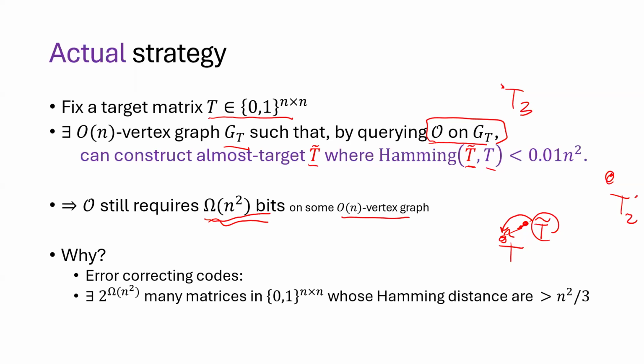So that's what we want to do. Now the goal is, given any target matrix T, construct a graph such that by querying max flow information on this graph GT, I can build this almost target T tilde. Okay.